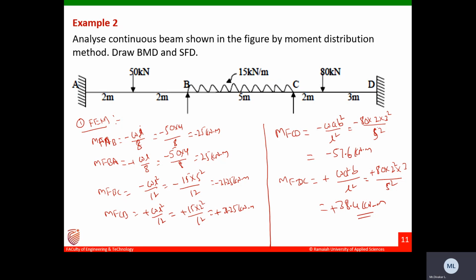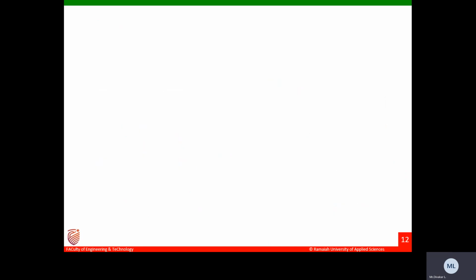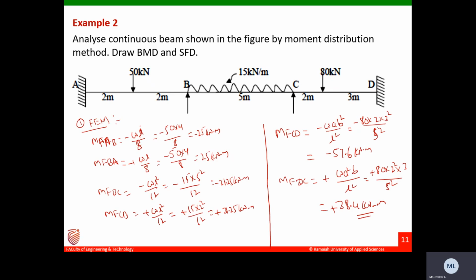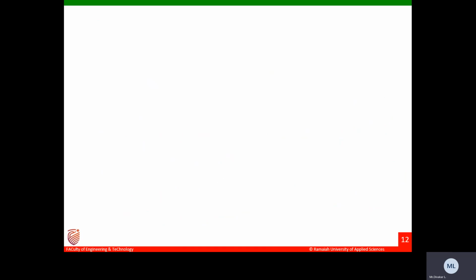Now, as I said earlier, your next step is to find the distribution factors. First I calculated the fixed end moments for the respective beams. Our next step is to calculate the distribution factors.